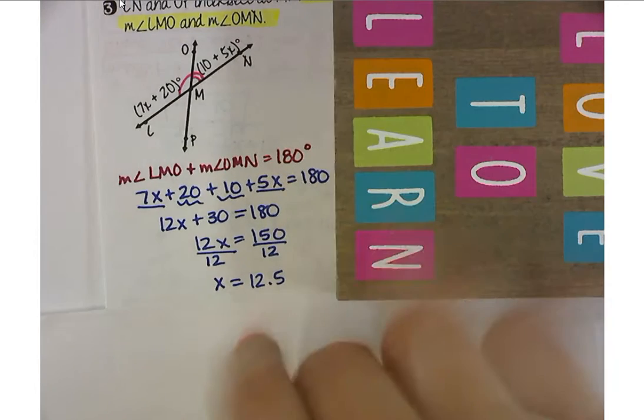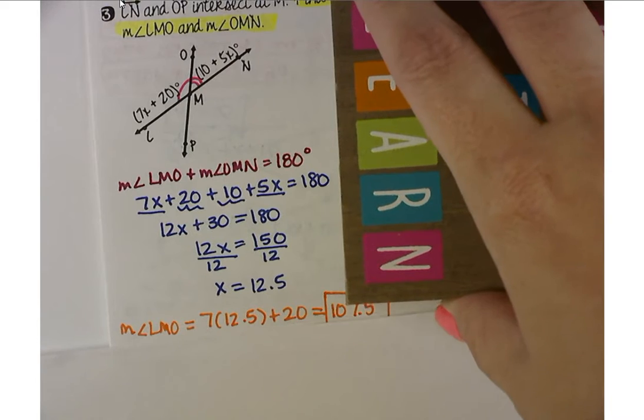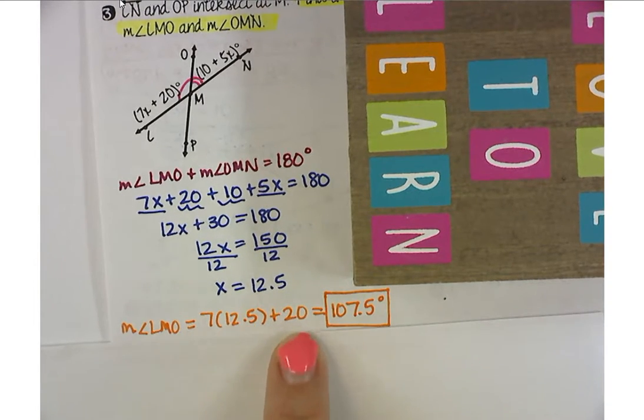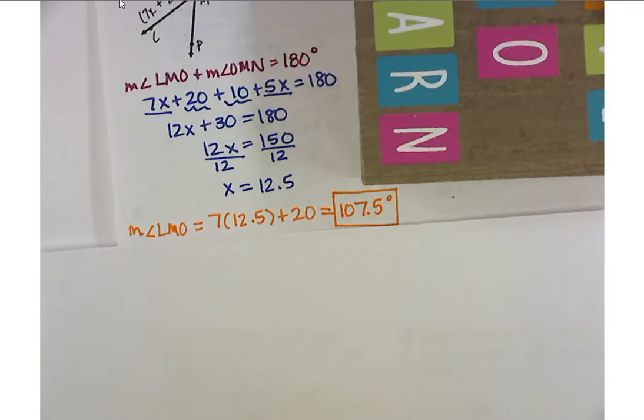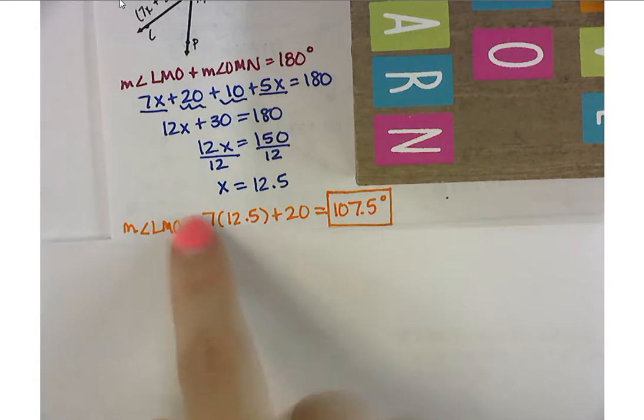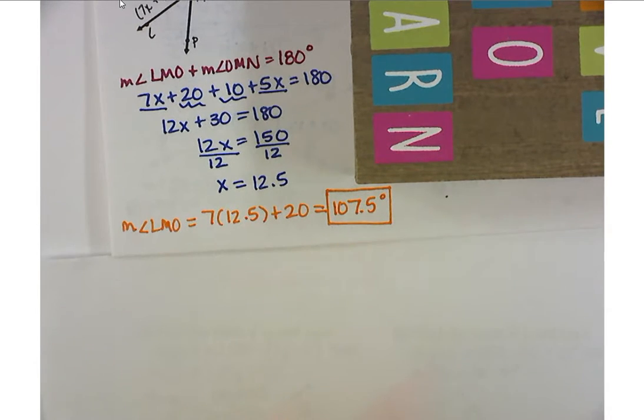So remember, it's asking you to find the measure of LMO, and if LMO is 7x plus 20, you can just go ahead and substitute in the value that you found for x. So 7 times 12.5 plus 20, you can use your calculator for that. You should get 107.5 degrees.